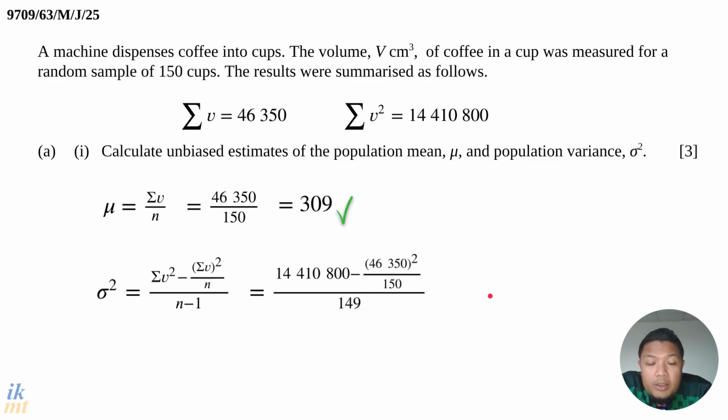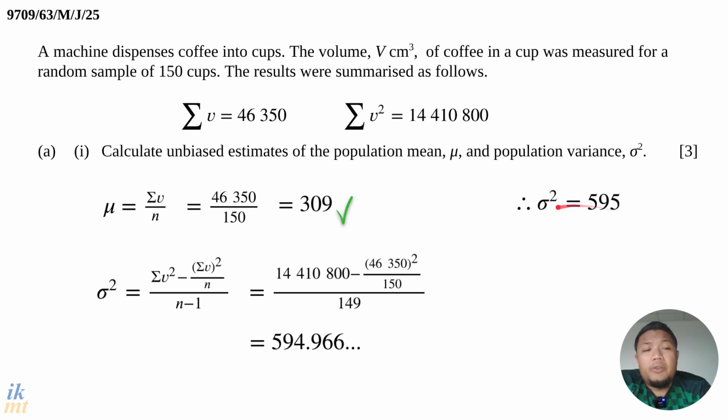All right, so anyway, with the correct calculator skills, you will get this result, 594.966. And of course, the standard in A levels is that you answer in 3 significant figures. You are allowed to round to 3 significant figures. So in 3 significant figures, this is actually very, very close to 595.